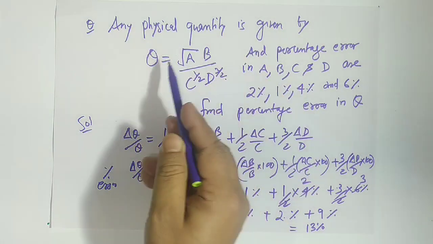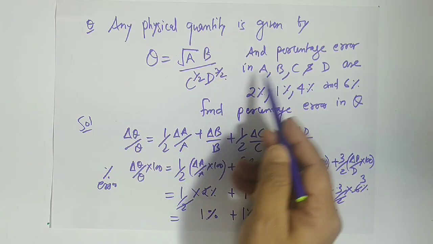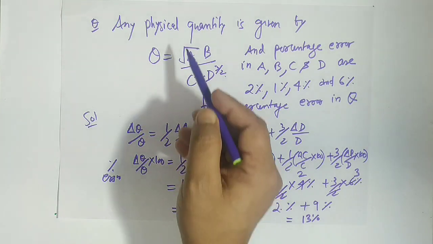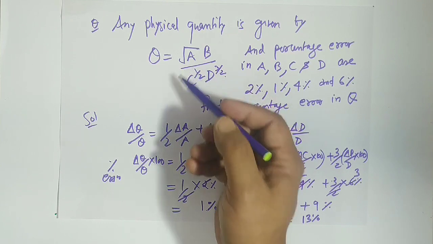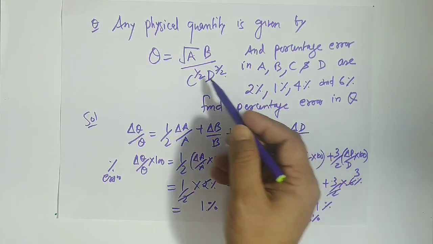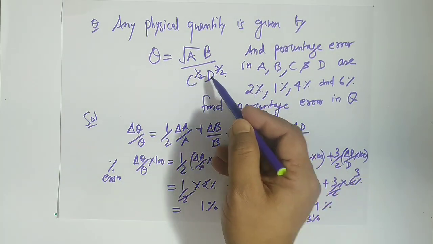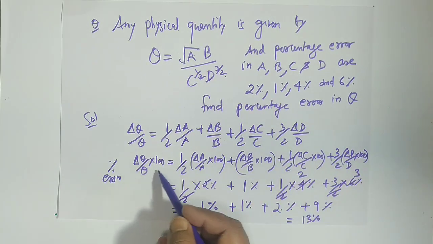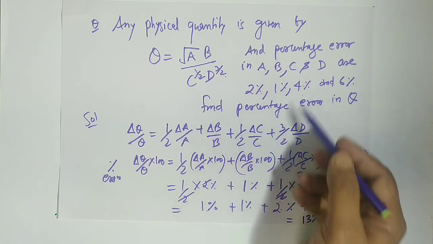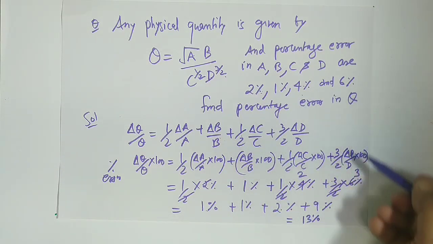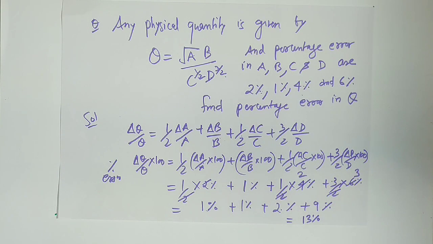So any physical quantity is given like this, and you write the relative error. See how you are going to write it. It follows what? Exponential, division, product rule. So half delta A by A, delta B by B, then C has power half, then D has power 3 by 2, then into 100. Why? Because they are percentage errors. Then here you put what? 2%, here you put 1%, then 4%, then 6. Solve it out, you will get the answer.